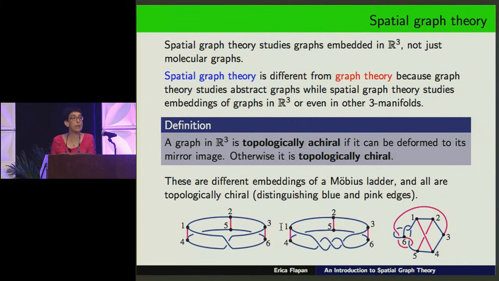So our definition of topologically chiral and achiral, which we had for molecules, is also true for any spatial graph. Any graph in R3 we can say is topologically achiral, not like a hand, if it can be deformed to its mirror image, and otherwise it's topologically chiral. So here are three different embeddings of a Mobius ladder, and they're all topologically chiral. Again, I'm assuming that the rungs and the sides are different, so I'm coloring them differently. So I'm treating them as colored graphs here. And so, okay, we have lots of different embeddings. You can't have a molecule, I think, like the one on the far right, but okay, still nice.